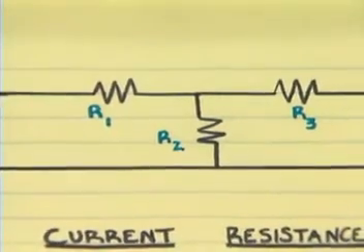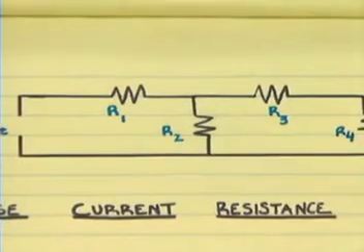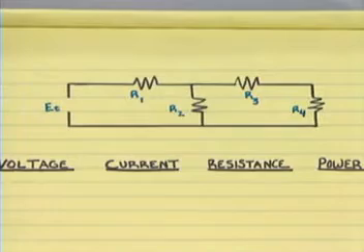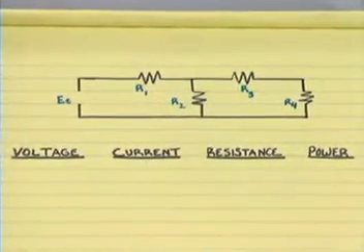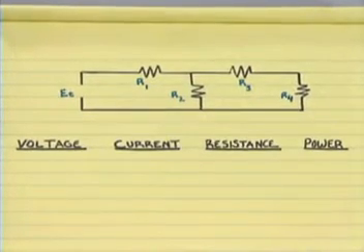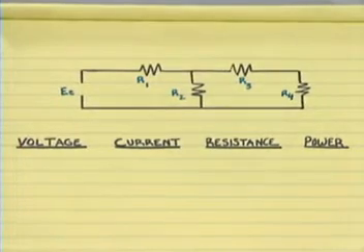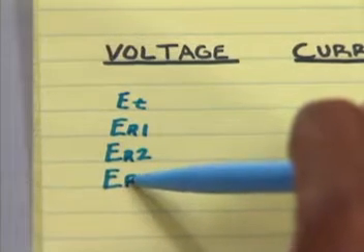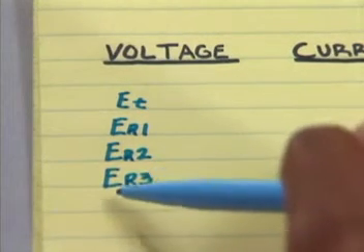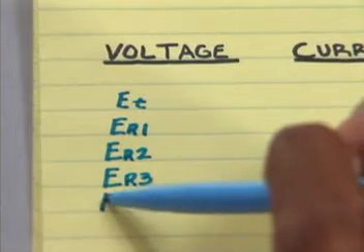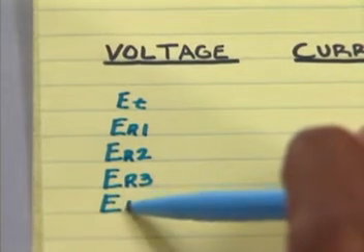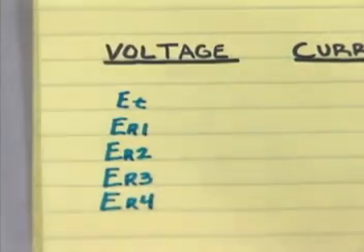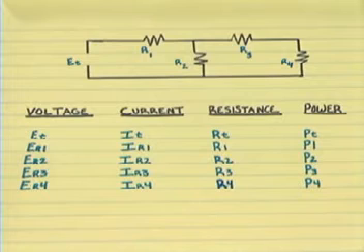First, draw the circuit on a piece of paper. After the circuit is drawn, label all the points. Underneath your drawing, make 4 columns. Label the first voltage, the second current, the third resistance, and the fourth power. Under the column labeled voltage, list ET for total voltage. Then ER1, ER2, ER3, and ER4 for the voltage drop across the 4 resistors. Follow a similar procedure for the remaining 3 columns. When you're finished, the columns should look like this.